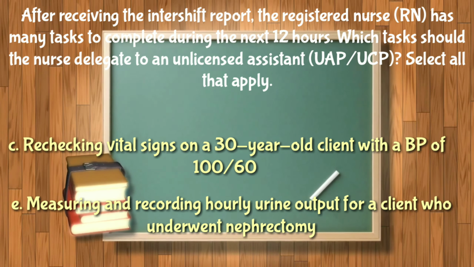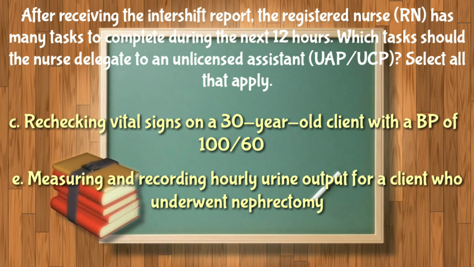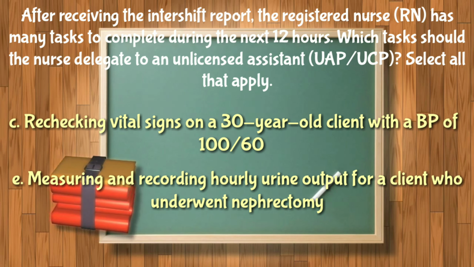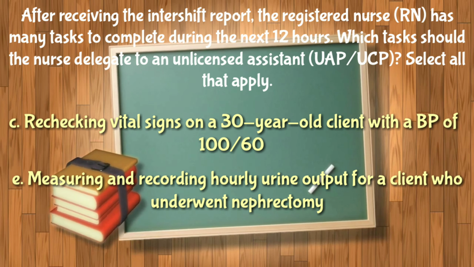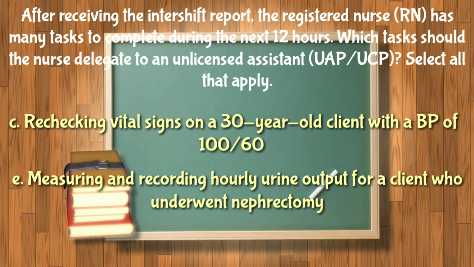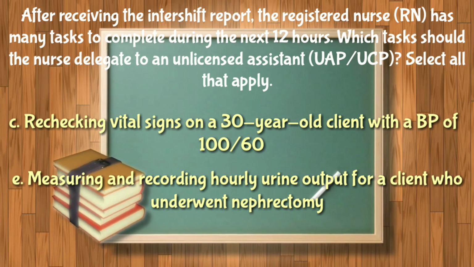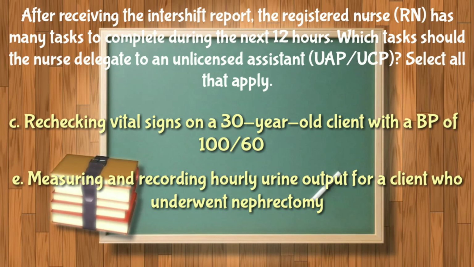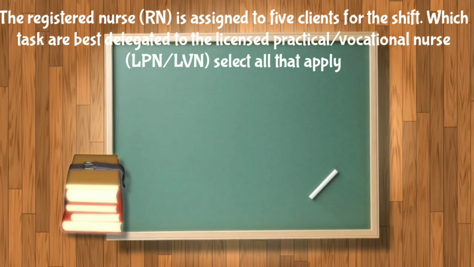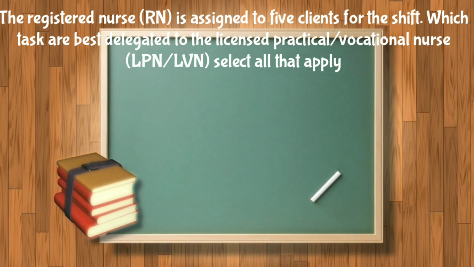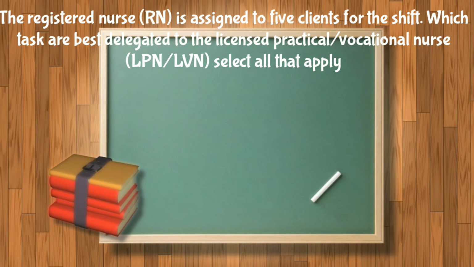The UAP can measure vital signs and report the findings to the RN. The UAP can measure and record the urine output, although the RN would need to make further assessment about the client's status. And for the last number, the registered nurse is assigned to 5 clients for the shift. Which tasks are best delegated to the licensed practical nurse?